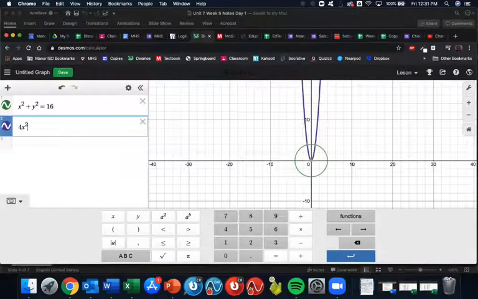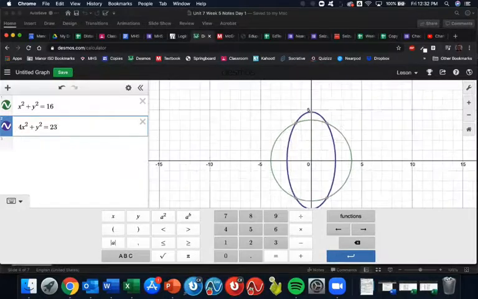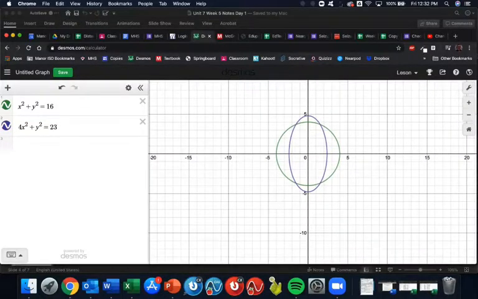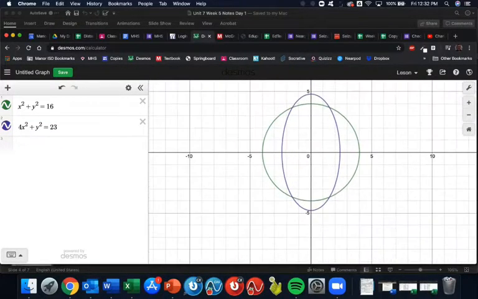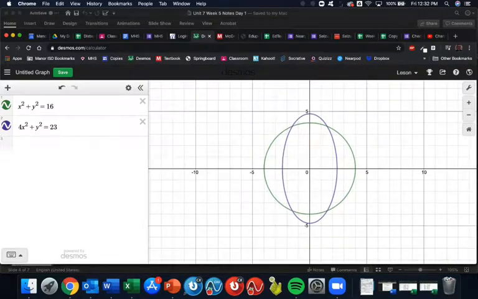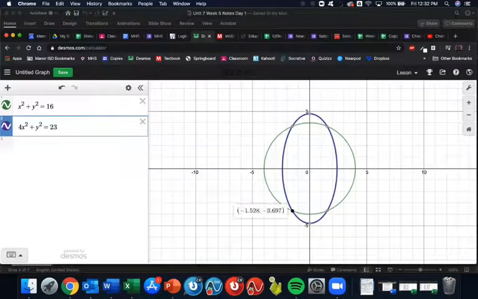Again, these ones are actually both centered at the origin, so that's kind of nice. Plus y squared equals 23. So there we go. You can see that we do have 4 solutions, like I mentioned we could have. And that's fine. It happens. So here are our 4 solutions.